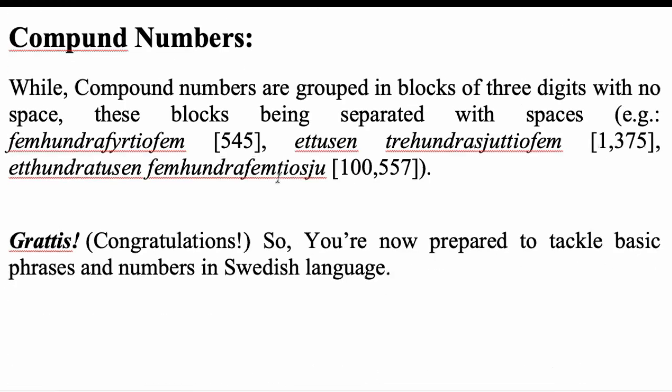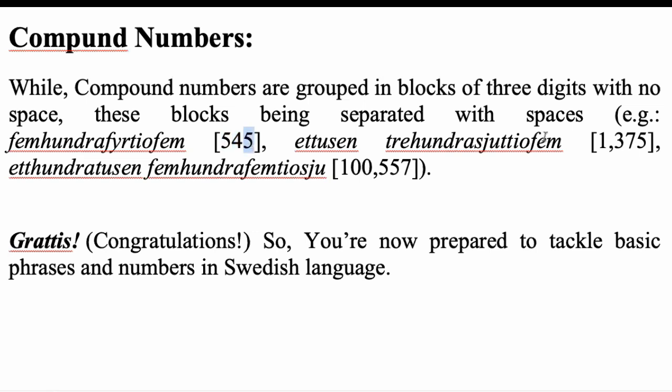Next we have compound numbers. Compound numbers are basically groups in blocks of 3 digits, with no space between parts. We can pronounce them like this. For example, the first one is 545. I would pronounce the first part, femhundra, 500, and this is 45, 545. It breaks down into parts: first pronounce 500, then pronounce only 40 plus 5, 45.